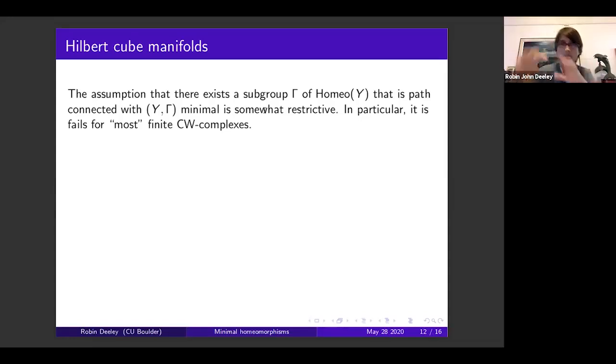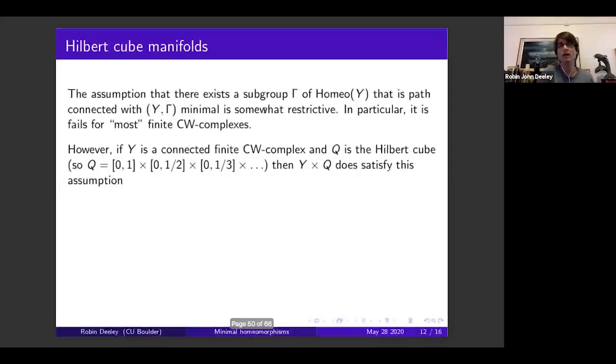So as an example, take our two-sphere that we've been talking a lot about and take the wedge with a circle. That's not going to be homogeneous, right? If I take a point on the two-sphere, it's not going to be able to move by homeomorphism to something on that circle that I've wedged it with. Now how we fix that is we have the theory of Hilbert cube manifolds.